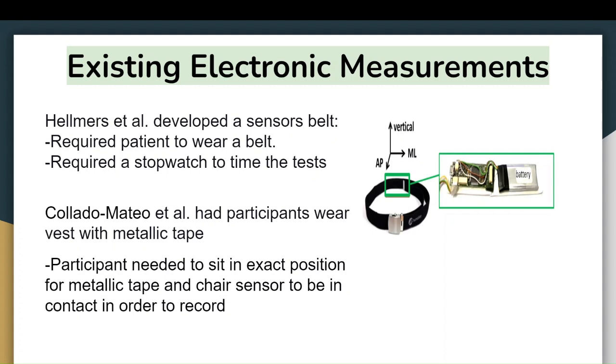Collado Mateo had participants wear a vest with metallic tape. However, the issue was that the participants had to sit in an exact position in order for the metallic tape and the chair sensor to be in contact in order for it to record. That's very cumbersome for the patient to perform, discouraging observers and doctors from using this equipment.